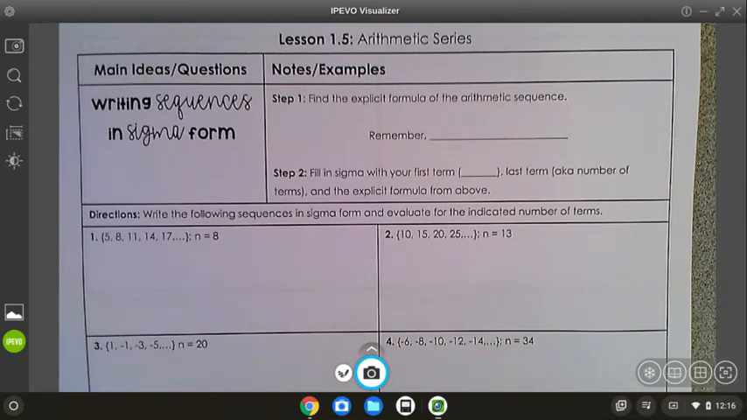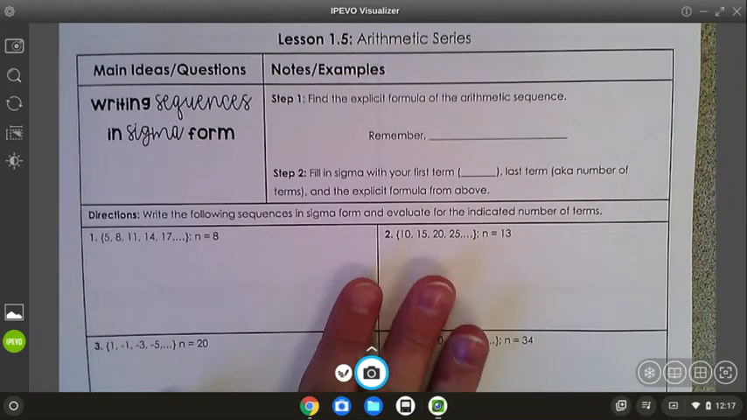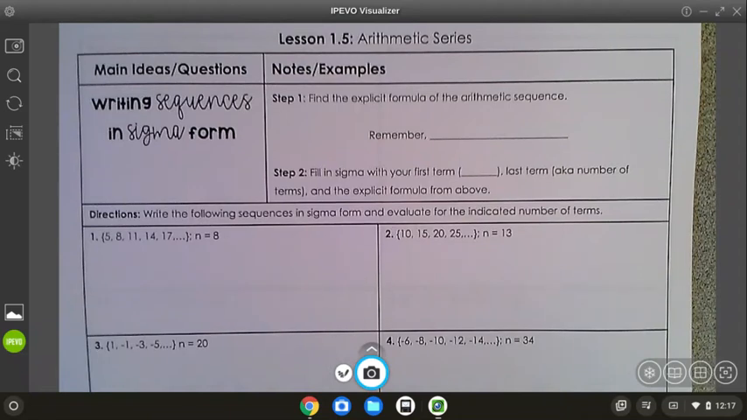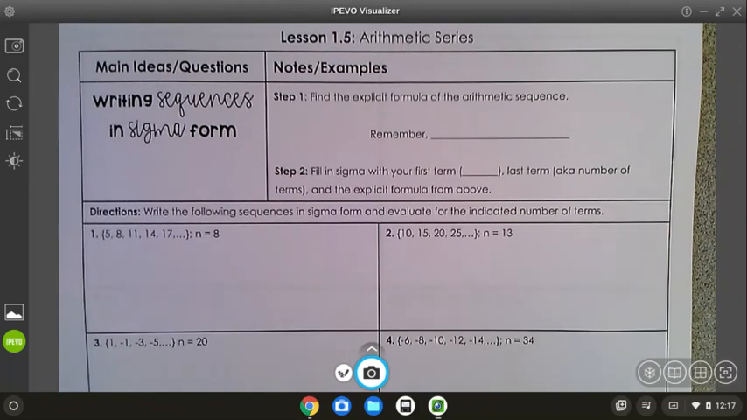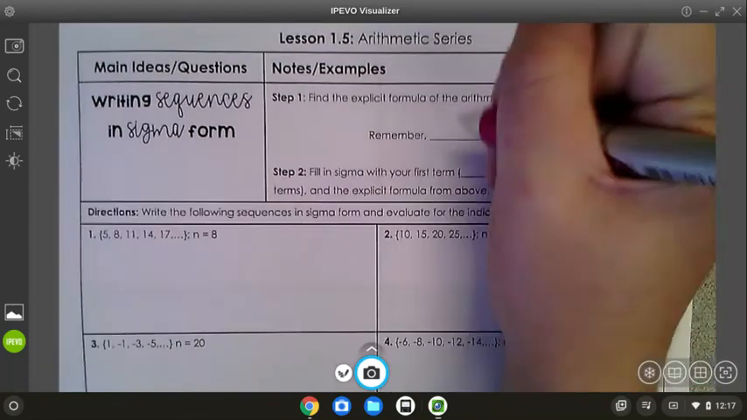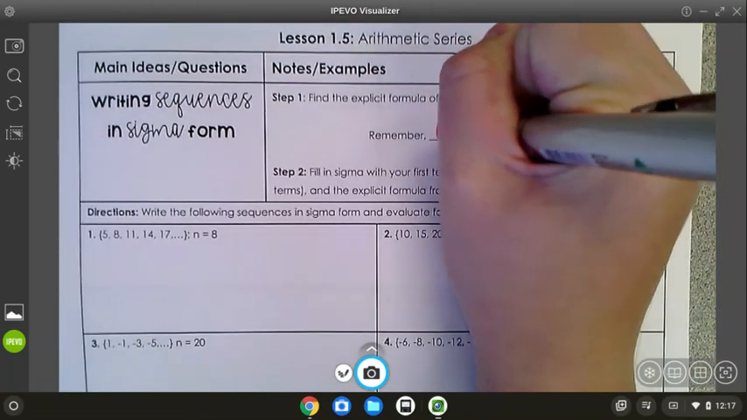So there's a couple of ways that we can do this. And the first way is using that sigma, which was the big E. And that's probably most people's favorite. But we also have a formula that we'll get to. But you need to remember this formula.